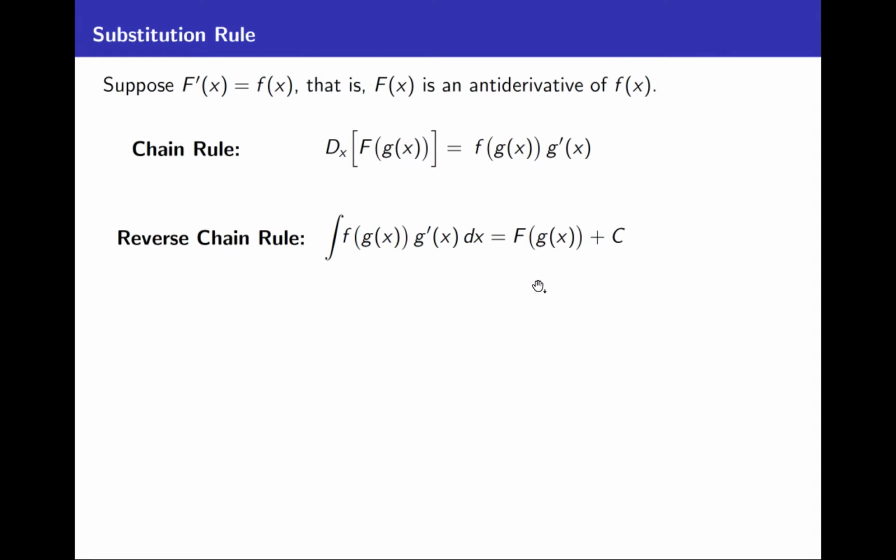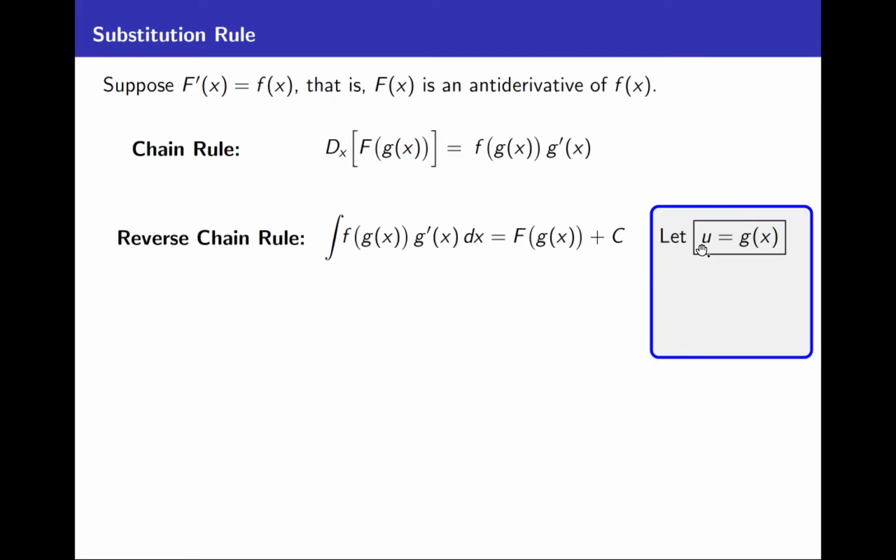This is the chain rule in reverse, right here. Now it's not quite the substitution rule yet because we're going to first make some simplifications. Wherever we see a g of x, we're going to replace that with u. In other words, we're going to let u equal g of x. I'm going to put this over in a box on the side: u is equal to g of x. So every g of x here and here, we're going to replace with a u.